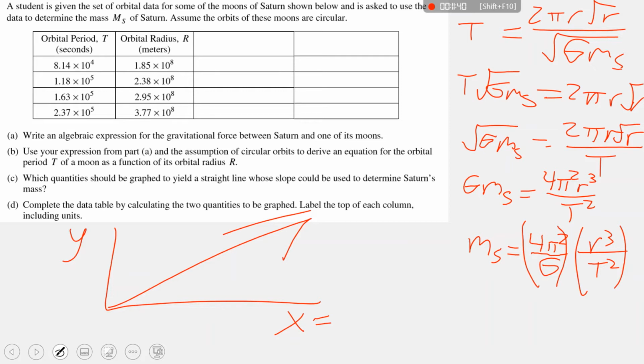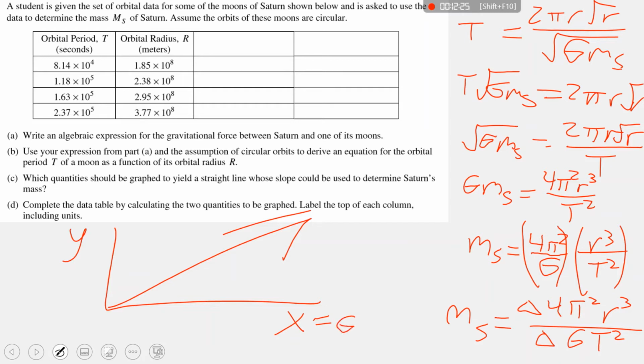I think we could set x equal to r cubed over t squared, and then y equal to m sub s. But I actually think that's probably not what they're looking for now that I look at this. They want the slope to be equal to m sub s, not m sub s to be equal to y. So actually, your first answer is going to be right. If I want m sub s to be the slope, this would be the change in 4 pi squared r cubed over the change in G t squared. And then our slope could give us an estimate for the mass of Saturn.